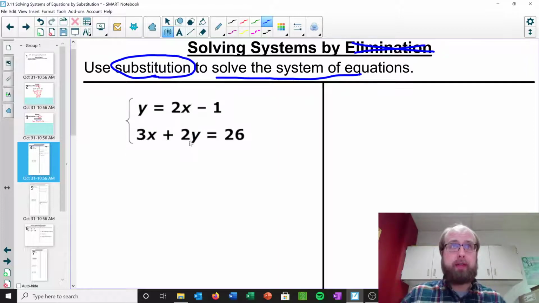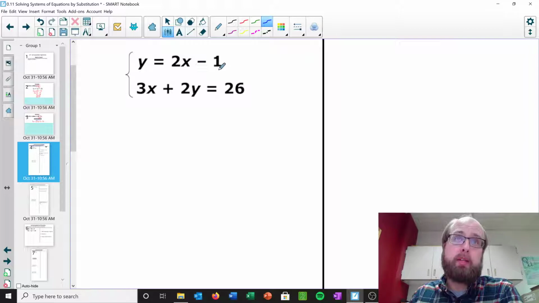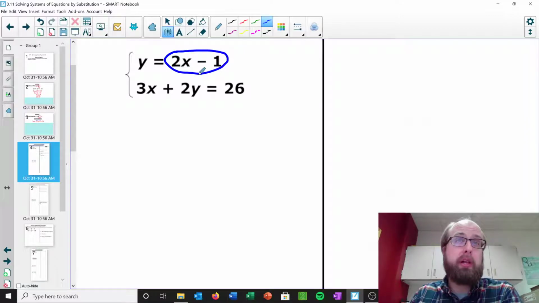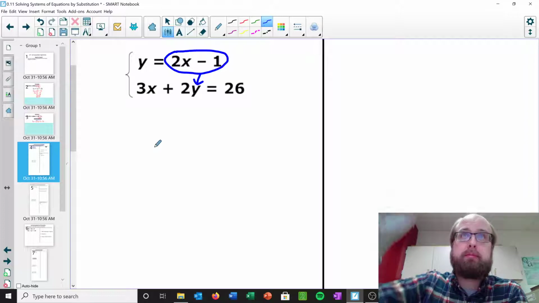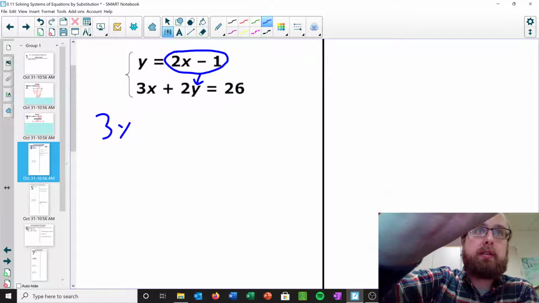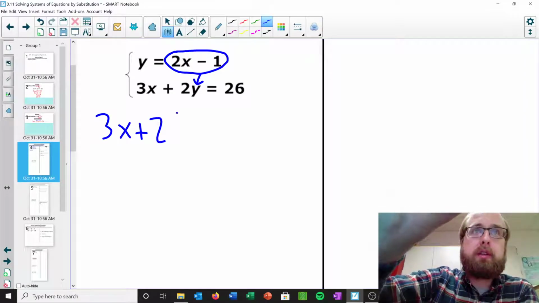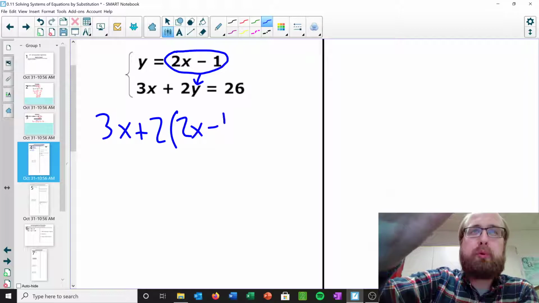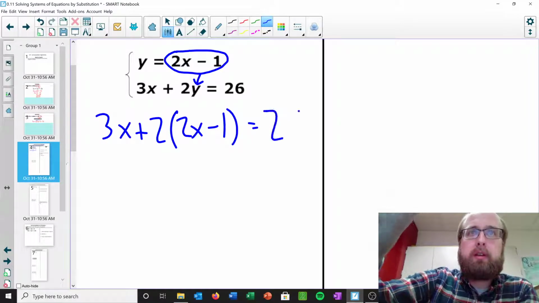So let's look at that. In this example, we've got y equals 2x minus 1. Well, what does that mean? That means I can take 2x minus 1 and plug it in for y, because that's what y equals. If we're going to use substitution, that's what we do. We take this whole thing, 2x minus 1, and plug it in for y. And what would that look like? Well, we'd have 3x plus 2 times, and then we put the 2x minus 1 in parentheses, equals 26.